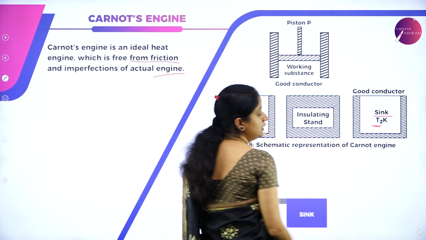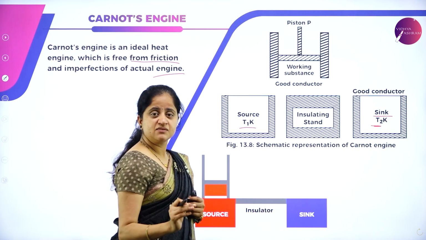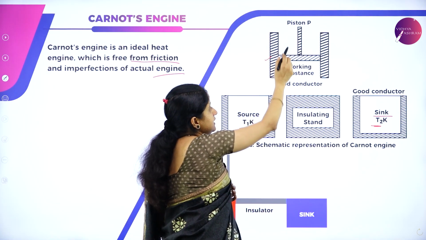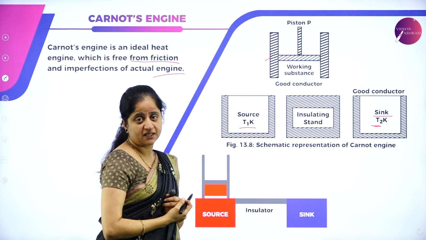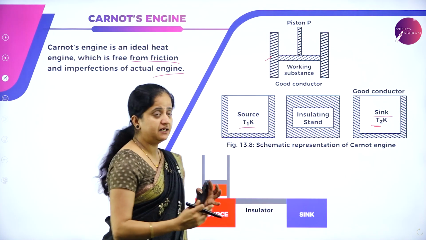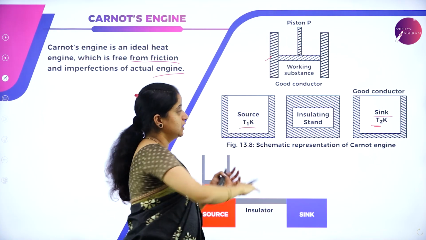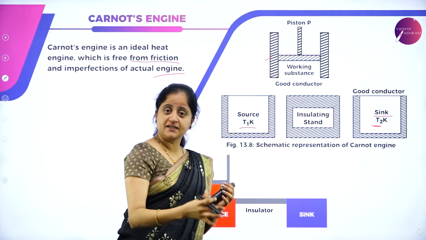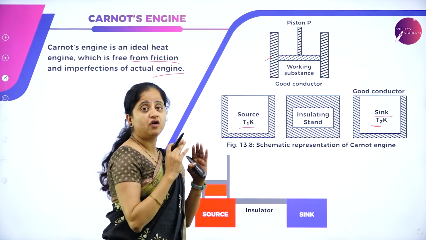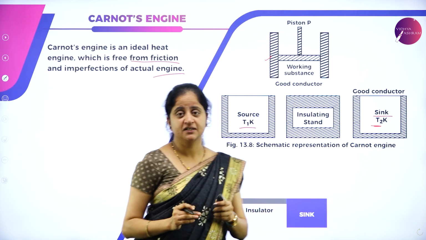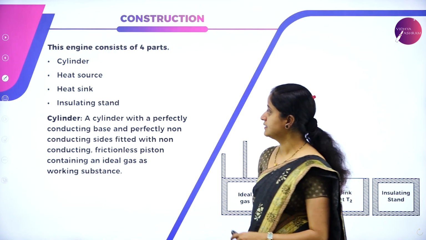The next part is the sink, which is also nothing but a reservoir which has infinite thermal capacity and is maintained at a temperature T2. And there is another important part of the Carnot engine, that is a cylinder which consists of the working substance. So in the Carnot cycle, we can place this working substance on the source to extract the heat, on the sink to reject the heat to a reservoir, and also on the insulating stand. And we will learn more about it when studying the Carnot cycle.